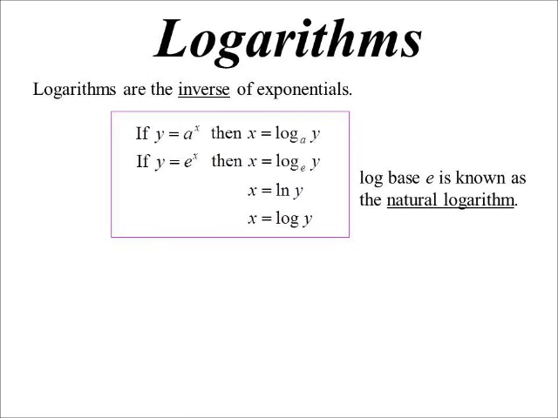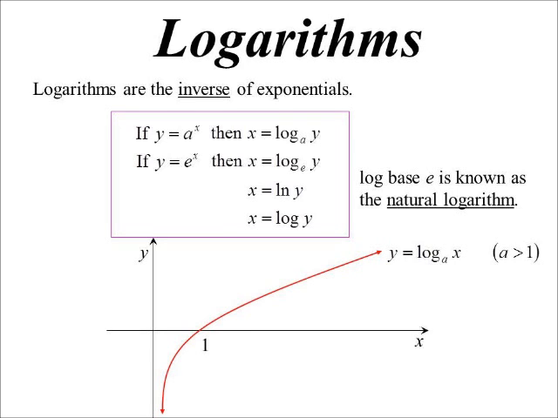Okay, so the graph, what does it look like? It looks very much like an exponential curve, but the x and y's have swapped around. So instead of going asymptotic to the x-axis, it goes asymptotic to the y-axis. Instead of having a y-intercept of 1, it will always have an x-intercept of 1. And this would be the log graph for a base that is greater than 1.